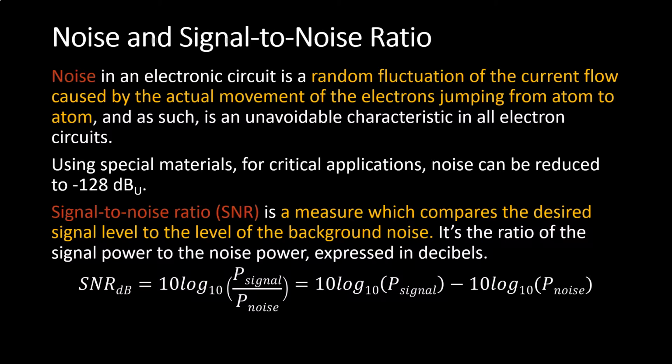The noise is measured as a signal-to-noise ratio, SNR, and it is a measure which compares the desired signal level to the level of the background noise, and it's expressed as a ratio. You can see the equation is our 10 log equation, with the signal level on top and the noise level on the bottom. It can also be expressed as a subtraction problem, taking the 10 log of the signal and subtracting the 10 log of the noise. And that is signal to noise.